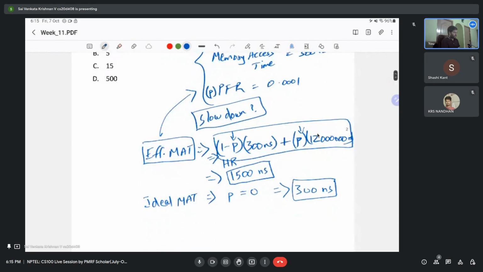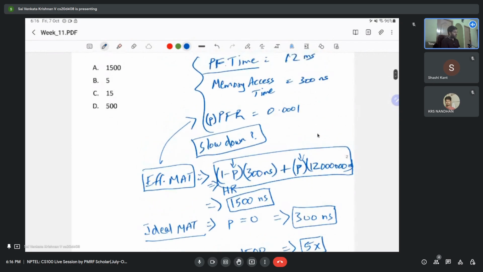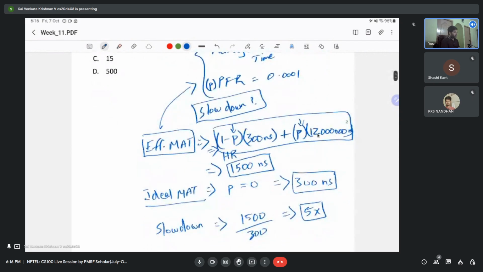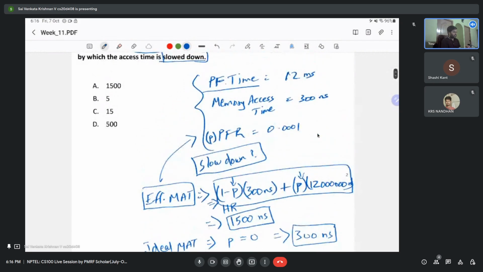So now the slowdown is nothing but how many times it has slowed down, which is 1500 by 300. So it is like 5 times it has slowed down compared to the ideal scenario, when the page fault rate is 0.0001 and your page fault service routine takes 12 milliseconds. Then the slowdown is 5 times. It increases your effective memory access time by 5 times compared to your ideal memory access time. So the correct answer is option B, 5.